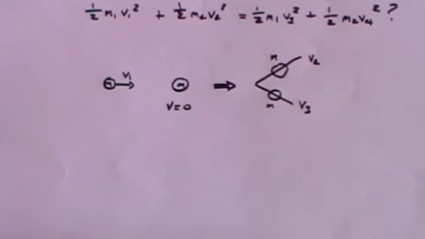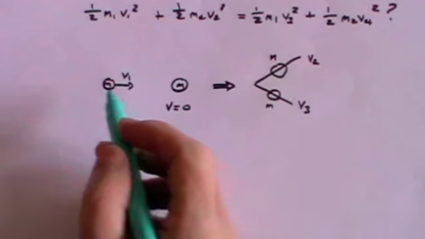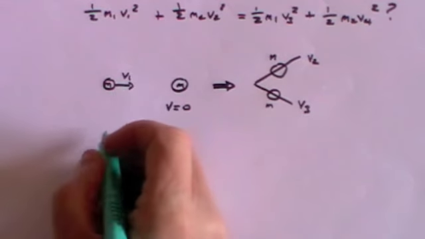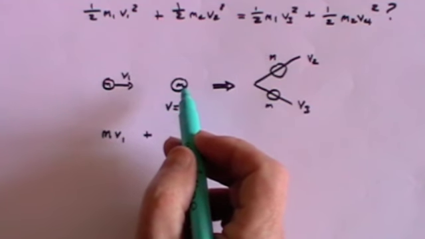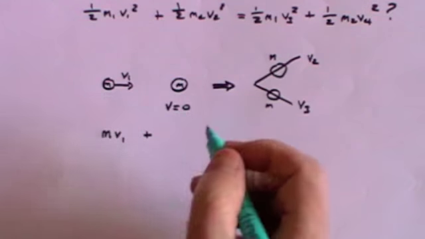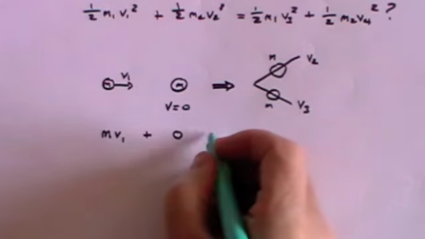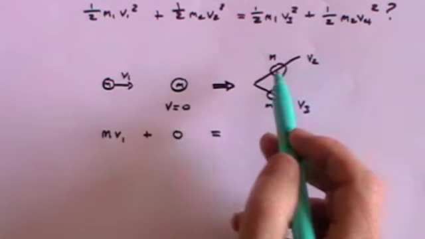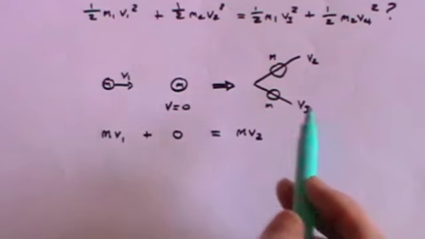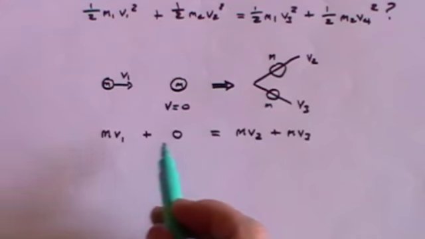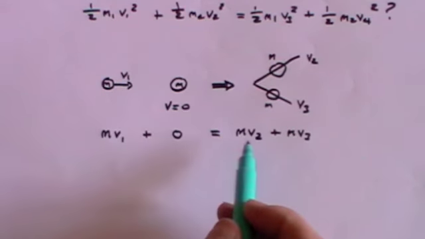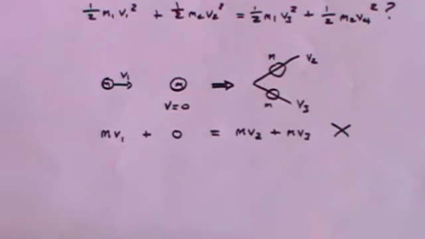Now you might be tempted to say that the solution to this is that momentum before the collision is equal to the momentum after the collision. The momentum here is going to be mv1, plus the momentum here is 0, because momentum is mass times velocity, and the velocity is 0, so there is no momentum here. And you might say that will equal the momentum of this ball, which is mv2, plus the momentum of this ball, which is mv3, and that momentum is conserved, therefore mv1 equals mv2 plus mv3, and you would be wrong.